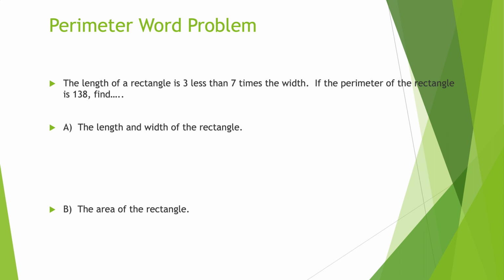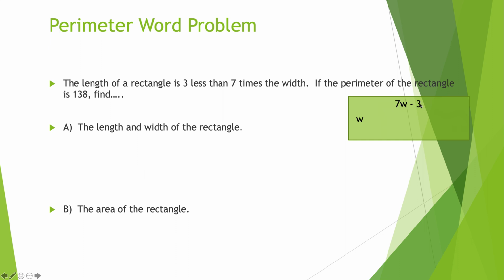All right, so now, first we draw a picture, and it says here that the length is 3 less than 7 times the width. Remember, with less than, first shall be last and last shall be first. So the 3 goes last, and the 7 times the width goes first. So altogether I have 7w minus 3. And the entire distance around this rectangle is 138.